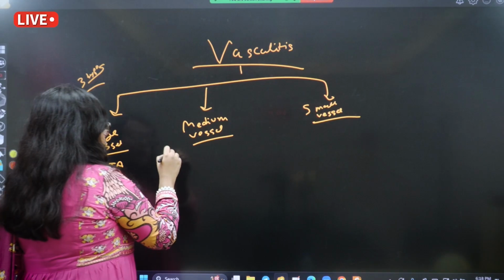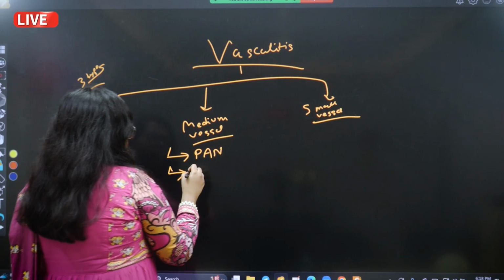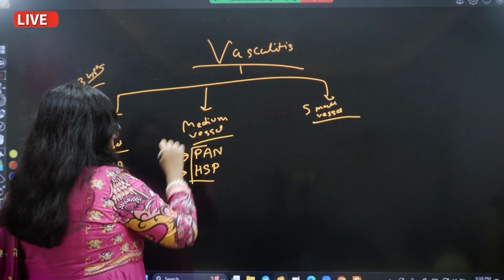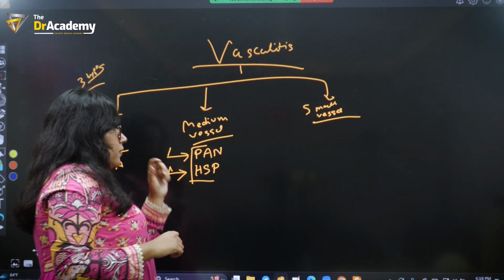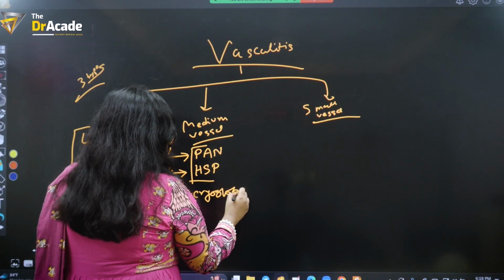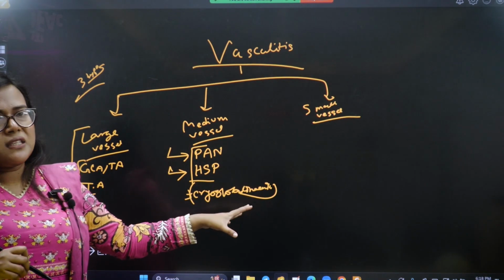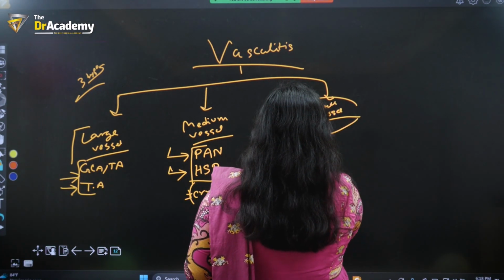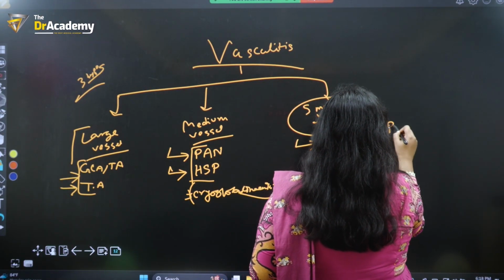And for the medium vessel vasculitis, examples are polyarteritis nodosa or the PAN. And the second one would be Henoch-Schönlein purpura or HSP. These are the two important examples for the medium vessel vasculitis. There are other examples as well, but I'm only focusing on the main examples. Also, sometimes cryoglobulinemia. Cryoglobulinemia tends to cause both medium to small vessel vasculitis, but more commonly medium vessel vasculitis is seen in cryoglobulinemia.